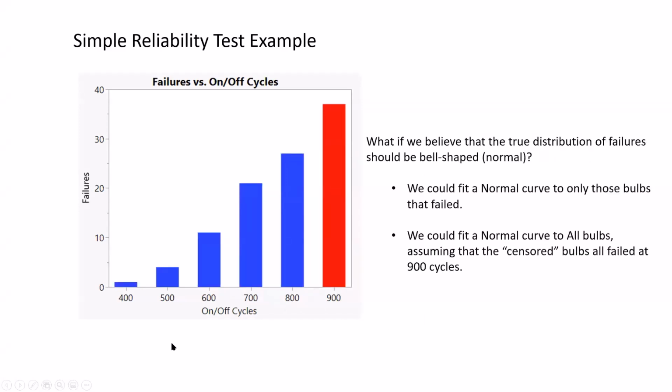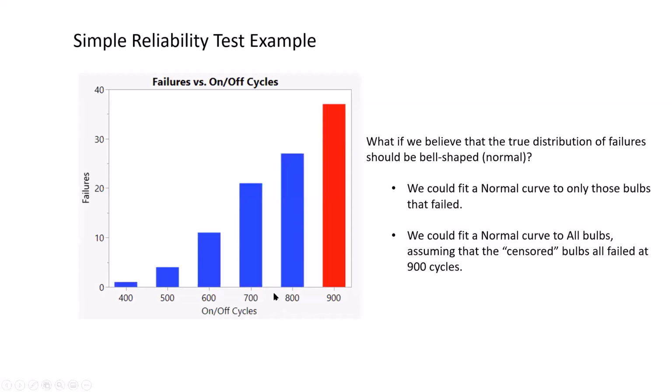Well, what if we believe that the actual failure distribution of these parts is a bell-shaped normal distribution? So if I can keep my mouse showing here, it would start here and the bell shape would come up, maybe peak here around 800, and then should tail back off if we were able to test on out to 1,000, 1,200, 1,500 cycles. We should see that normal distribution. Well, how are we going to get to that?